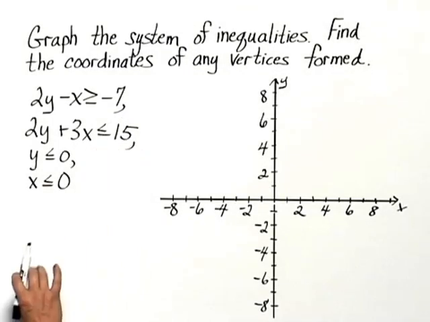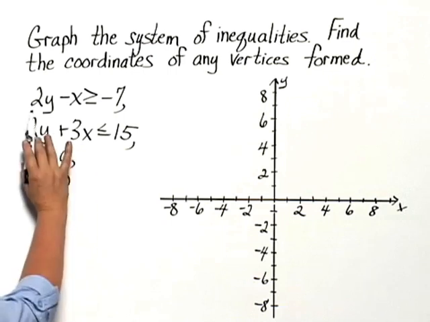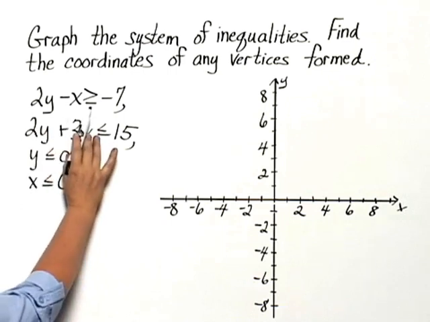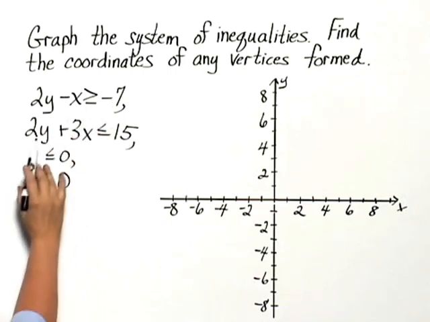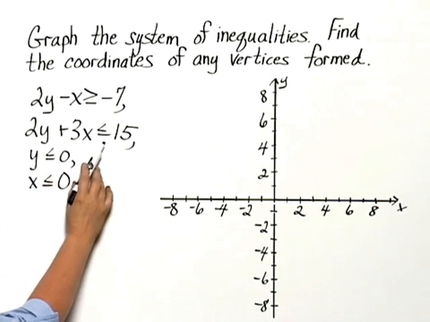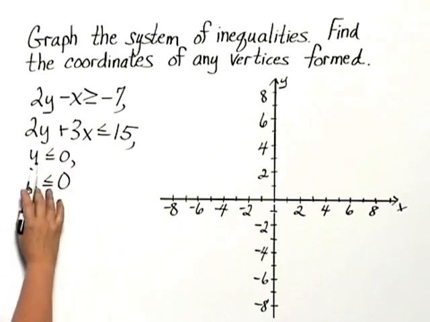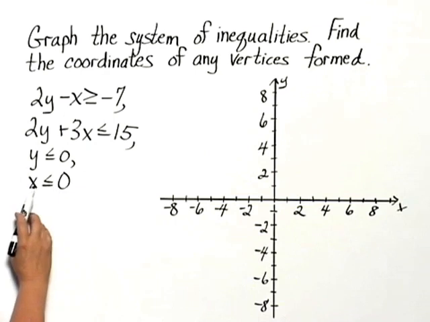Graph the system of inequalities, find the coordinates of any vertices formed. We have 2y minus x is greater than or equal to negative 7. 2y plus 3x is less than or equal to 15. y is less than or equal to 0, and x is less than or equal to 0.